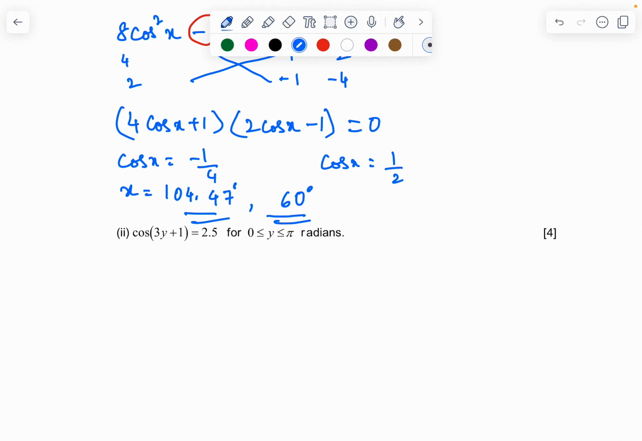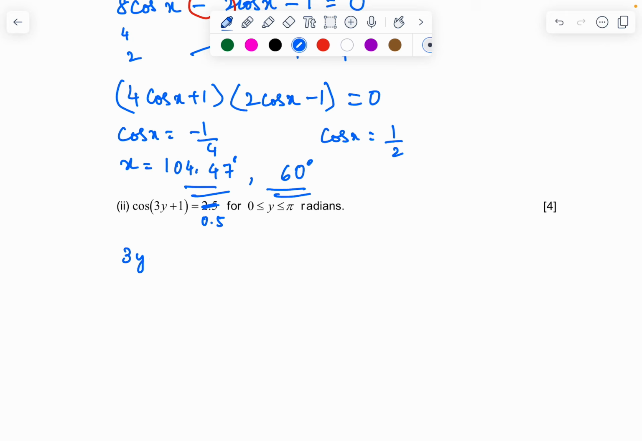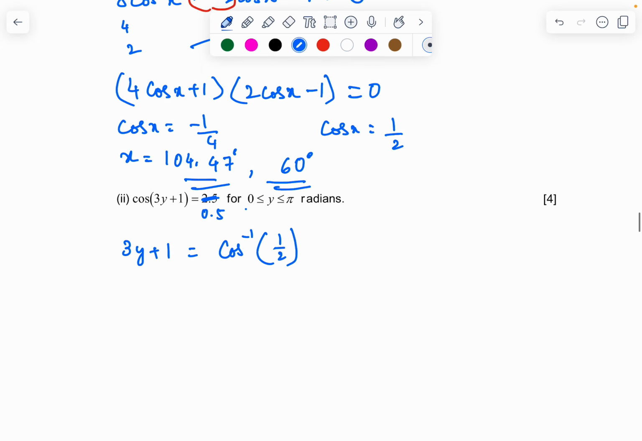Then cos(3y plus 1) equal to 2.5. Actually this is not 2.5, this is 0.5. So I'm changing it to 0.5. So 3y plus 1 equal to cos inverse of 1 over 2. You see that it's in radians, so you need to change your calculator to radians. So let me also change my calculator to radians. So cos inverse of 0.5 is 1 over 3 pi.